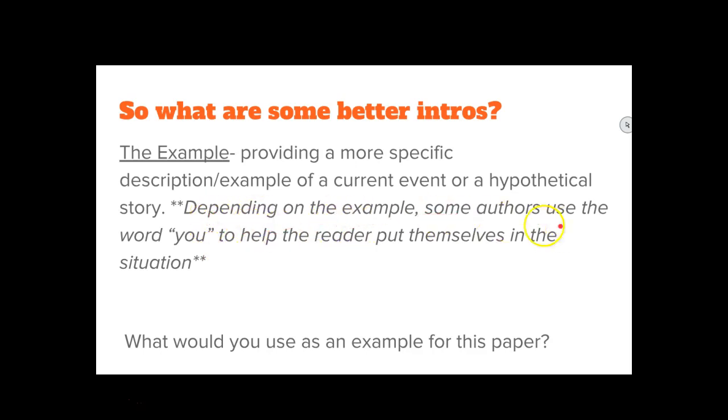Depending on it, this is also a time where you could use the word you, because with the example, you're trying to get them to feel a certain thing, so you could use the word you here. And I'll show you what that looks like.